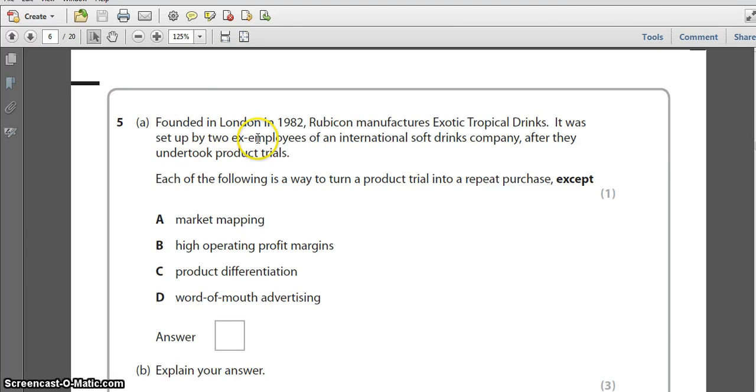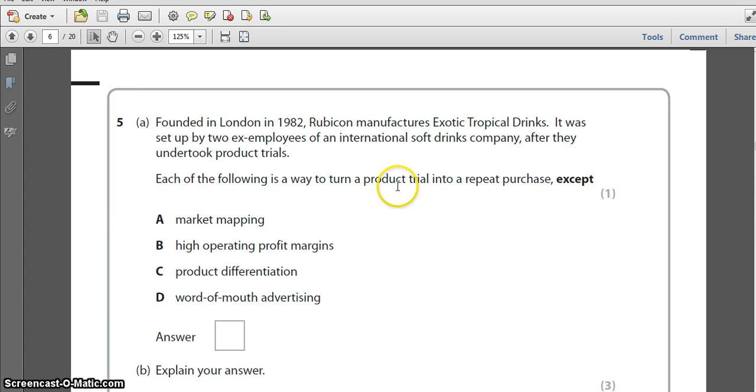Question 5. Founded in London in 1982, Rubicon manufactures exotic tropical drinks. I don't know why that's in capitals. It was set up by 2 ex-employees of an international soft drinks company after they undertook product trials. Right, so I'm thinking straight away it's probably going to be about product trials. Each of the following is a way to turn a product trial into a repeat purchase, except one of these. So let's have a look.